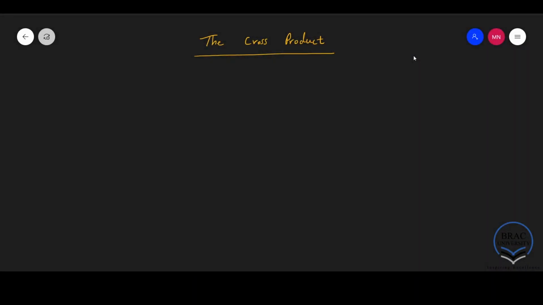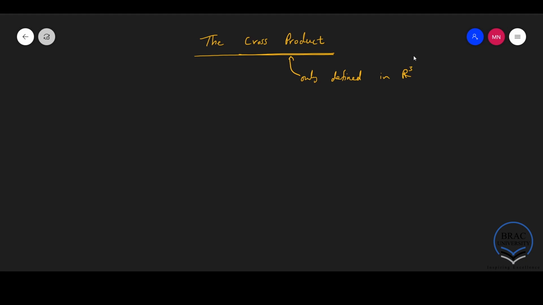Okay, so we will now take a look at something known as the cross product. Now, there are actually two types of vector multiplication. One is the dot product, which we are already familiar with, and the other is the cross product, which we will take a look at now. And unlike the dot product, the cross product is only defined in R3.